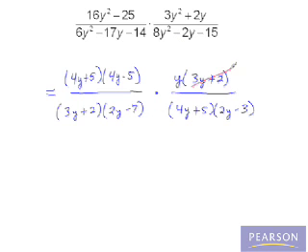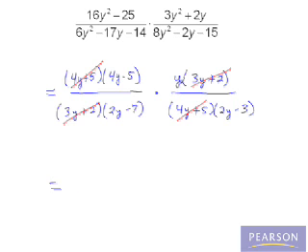So let's see if we have any common factors. We have a (3y + 2) and a (3y + 2). They divide out. We have a (4y + 5) and (4y + 5). Those also divide out. And it looks like that is it. So what are we left with?